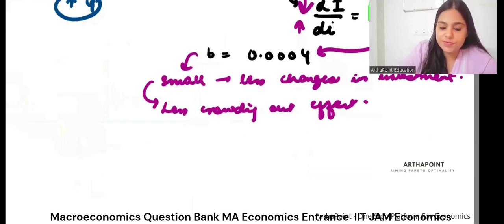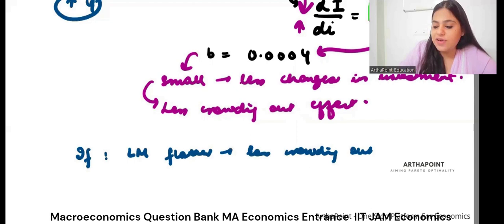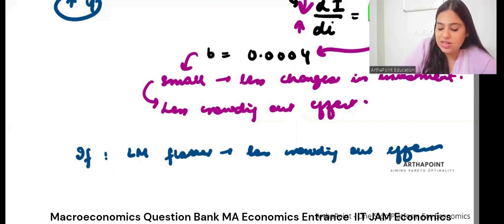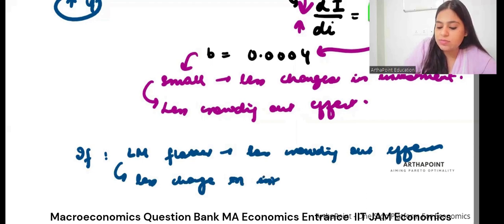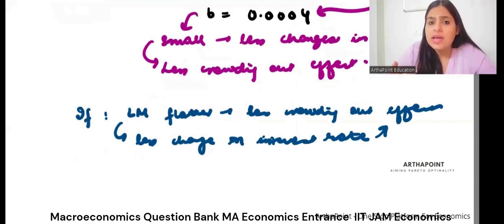So if my LM is flatter, then there is less crowding out effect. Flatter LM means there is less change in interest rate. If interest rate does not increase, then the crowding out effect will be low, because no change in interest rate means I will still invest, right? There is no crowding out effect at all.